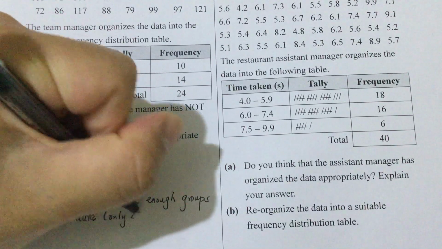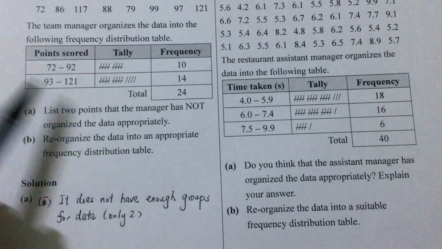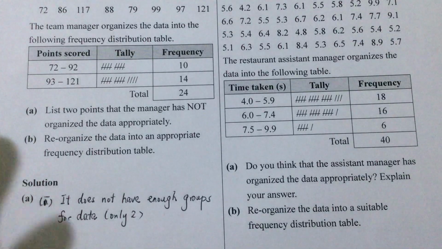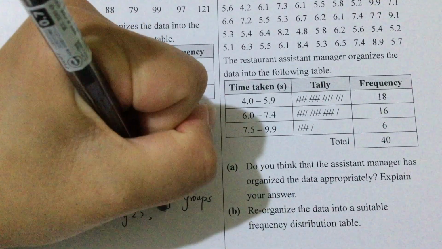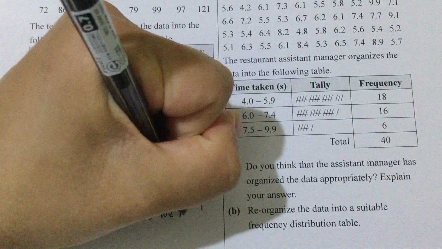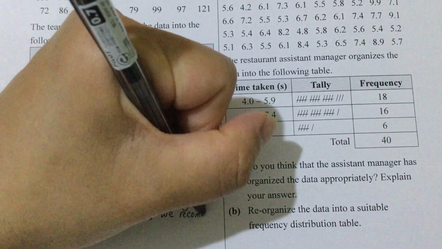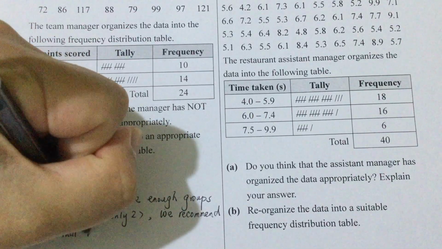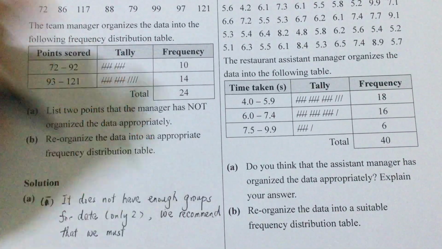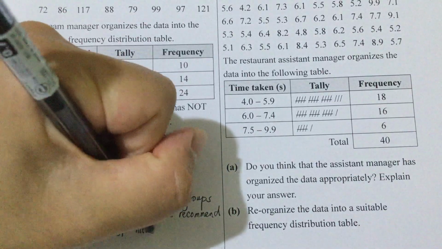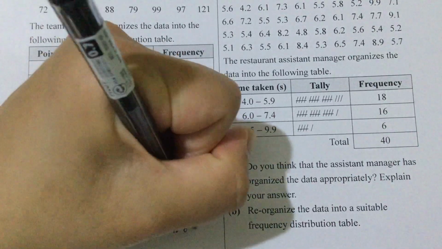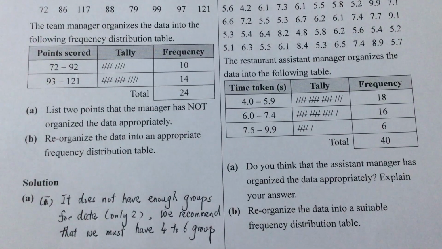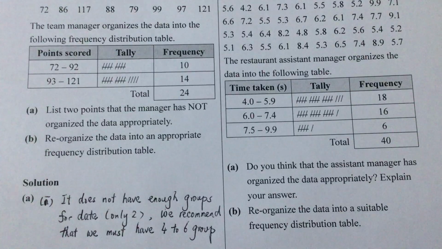Only 2 groups is not good for us. The best way that I suggest, that we recommend, we must have 4 to 6 groups. It's much better for us to use the data with 4 to 6 groups, and it is much better for us to present the data easily.